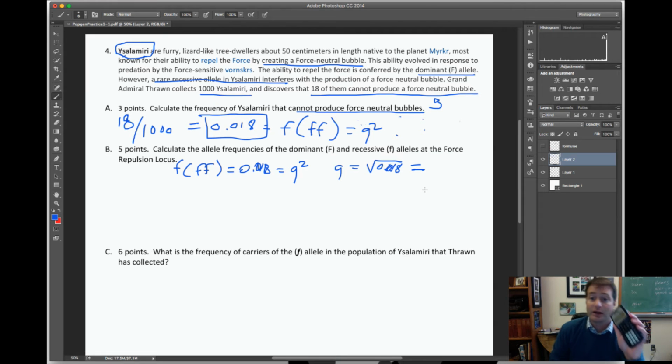So, I have a calculator. Turns out these are really handy for the exam. You should bring one. Turning on a calculator. I'm going to calculate the square root of 0.018. It is 0.134. Okay? So, that is the allele frequency of the little f allele.